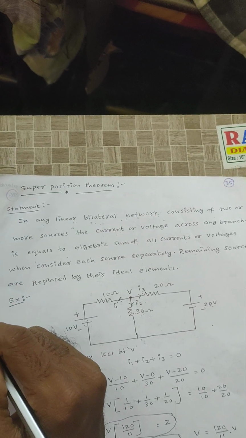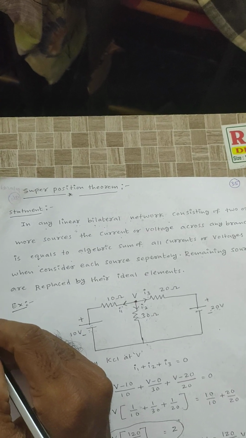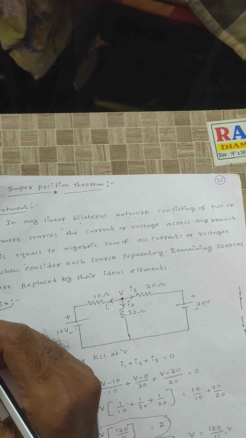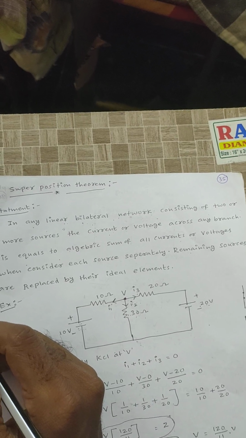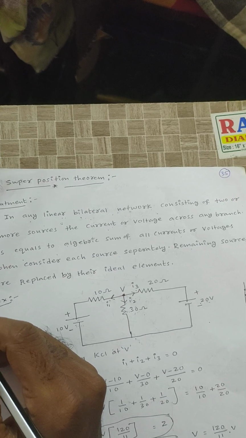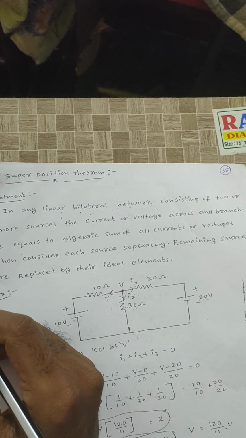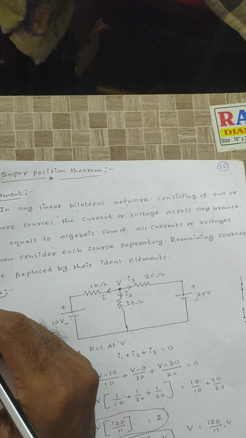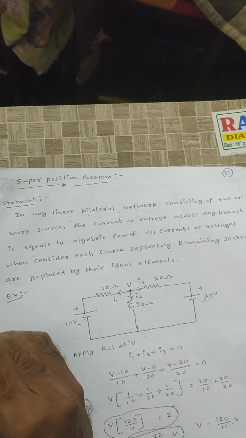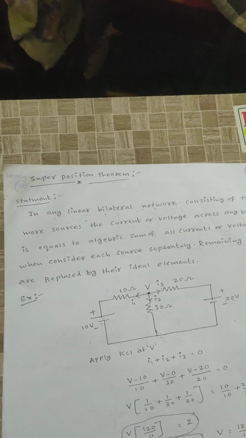The superposition theorem states that in any linear bilateral network consisting of two or more sources, the current or voltage across any branch is equal to the algebraic sum of all currents or voltages when we consider each source separately. While considering each source separately, the remaining sources are replaced by their internal resistances.